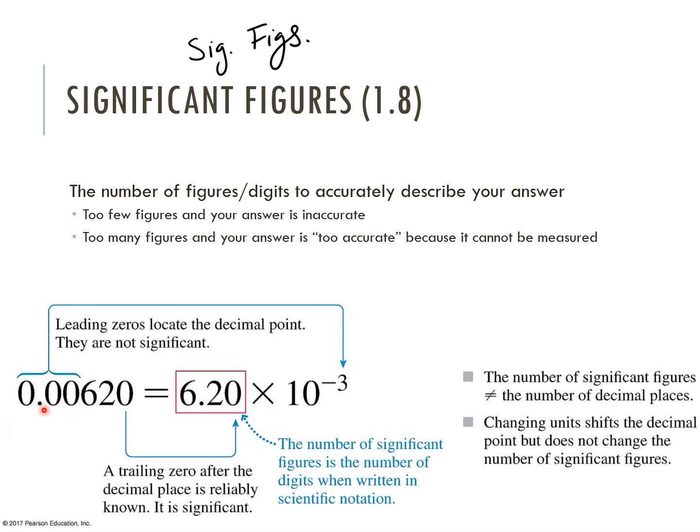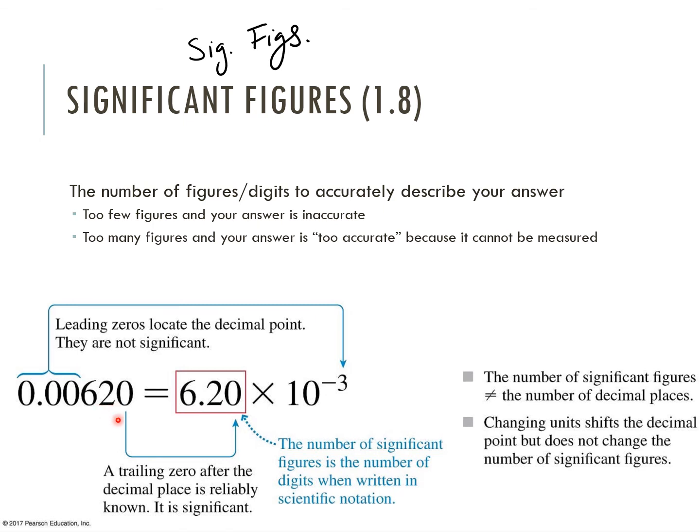Sorry, we have 0.00620. Now, I can put as many zeros in front of this as I want. And because I can add as many as I want and it doesn't change the value, they're insignificant. They do not matter, and they shouldn't count for what my answer is going to be. The 6 and 2 here are going to be significant because they're actual numbers describing something of relevance.